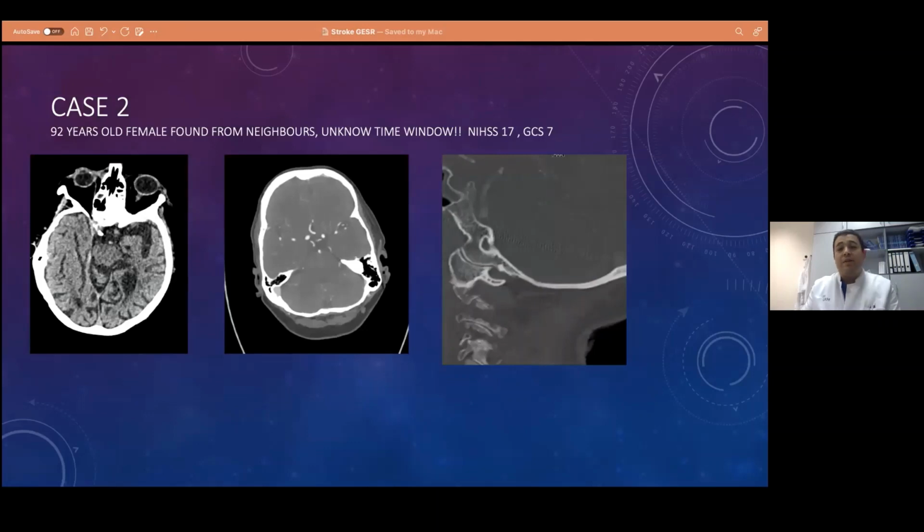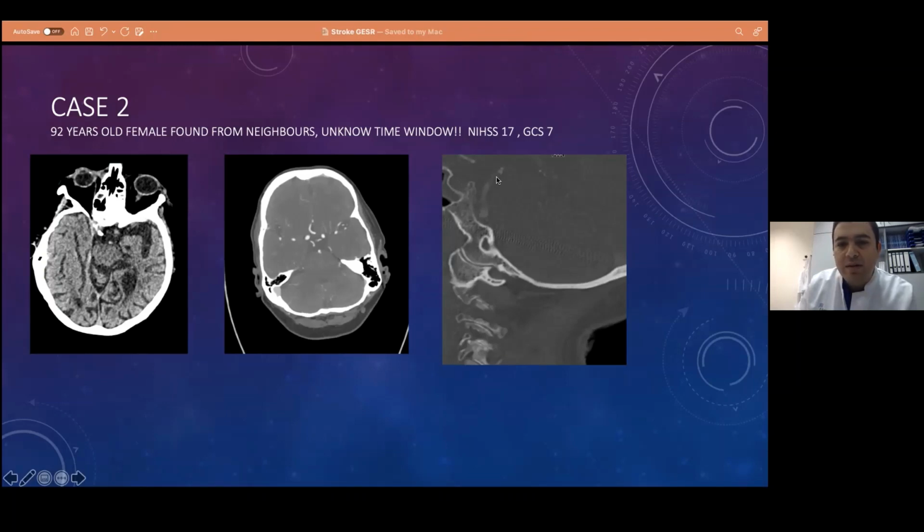Second case, it was a 92 year old lady. She was found by the neighbors. Unknown time window. It was an NIHSS of 17, so it's a severe one, with a Glasgow Coma Scale of 7. As you see here in the non-enhanced CT, you have a hyperdense artery sign. And if you look in the sagittal view, you have the thrombus in the tip of the basilar artery.